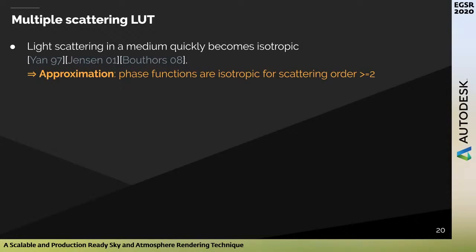So we are going to make some approximations. It has been reported that light scattering within a medium will quickly result in an isotropic-like scattering behavior. We make the approximation that all scattering phase functions are isotropic starting from order 2. It has also been reported that higher scattering orders can be deduced from the second scattering order. And that is what we will leverage here.